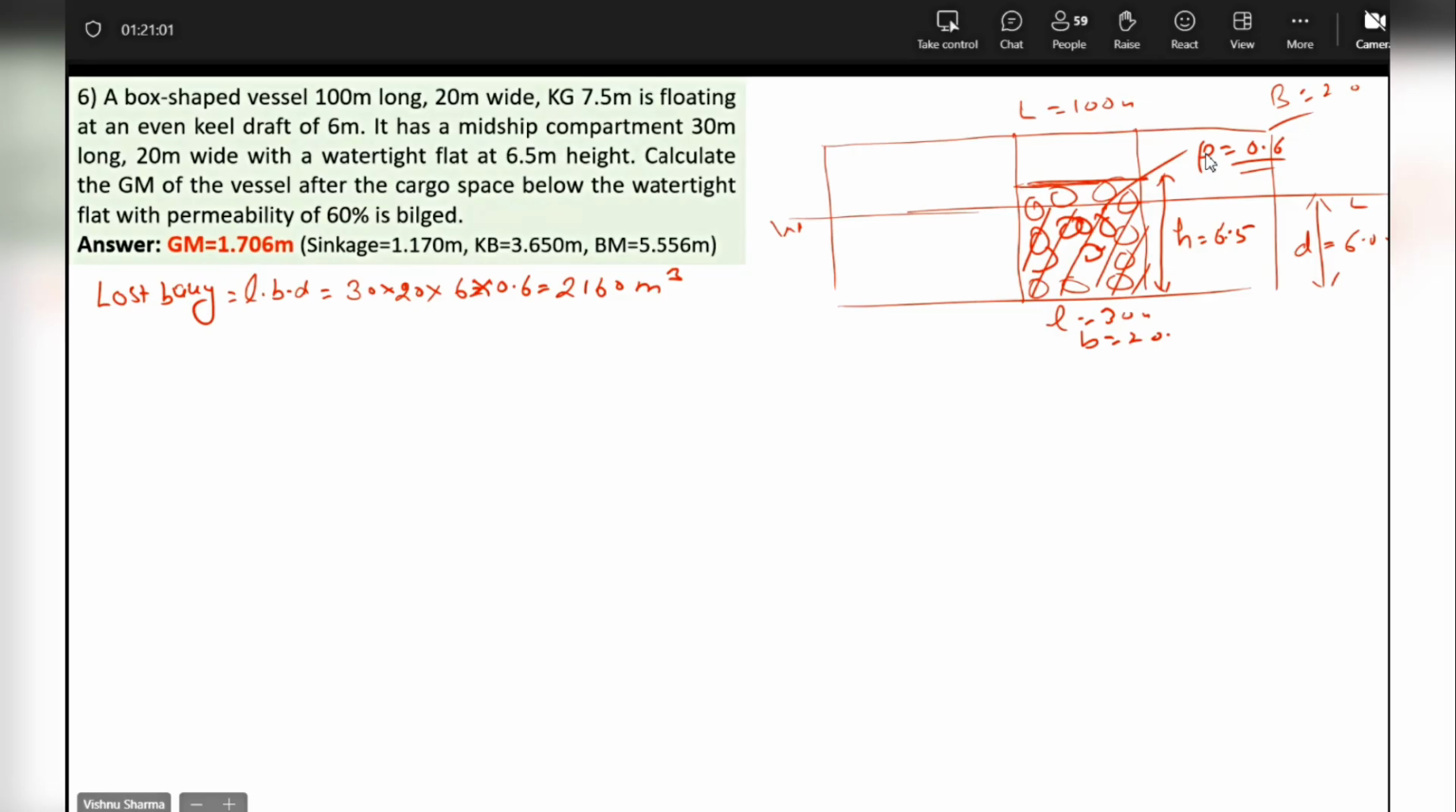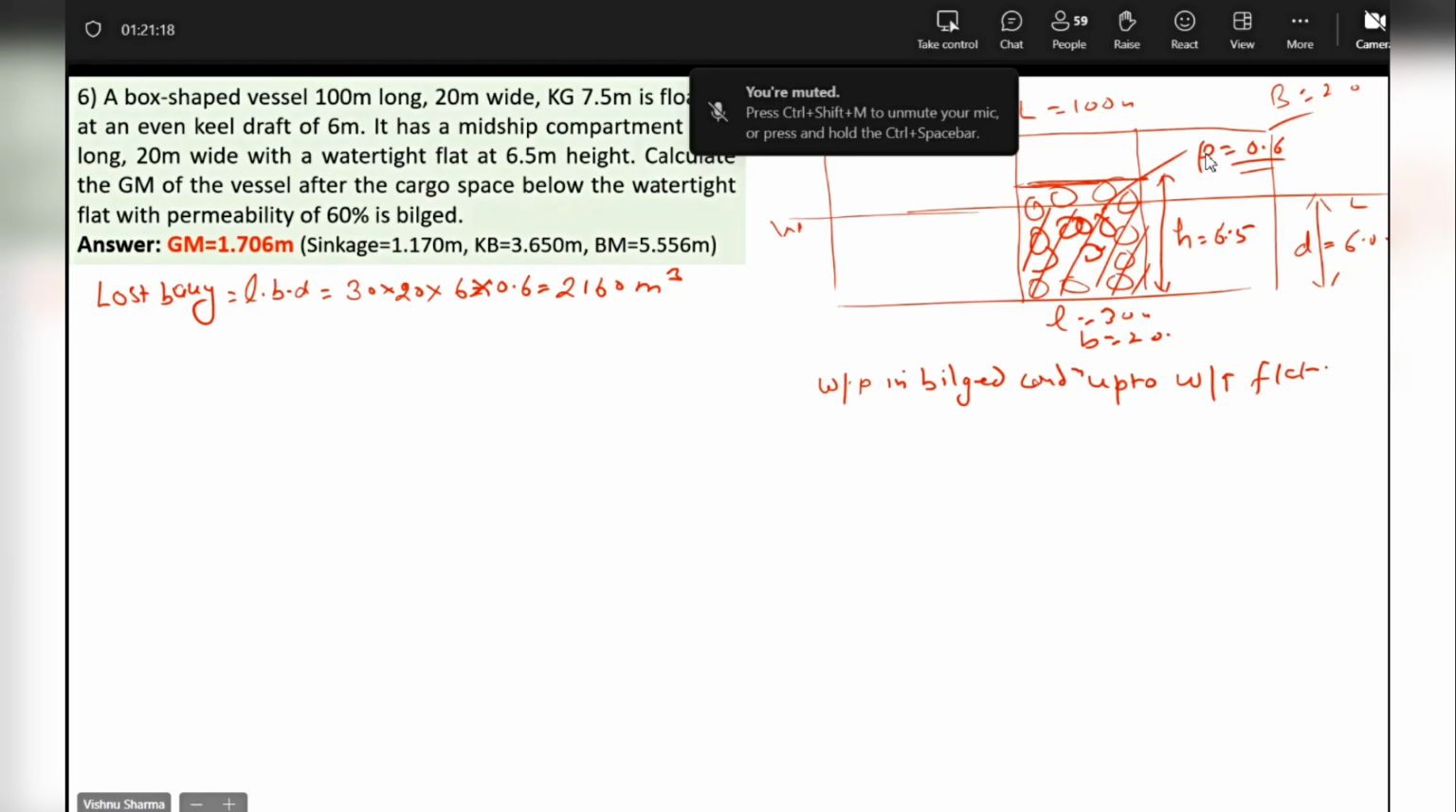Now, I draw the water plane in bilged condition up to the watertight flat. And I'm writing what you should write. And then I'm drawing this water plane here, guys.